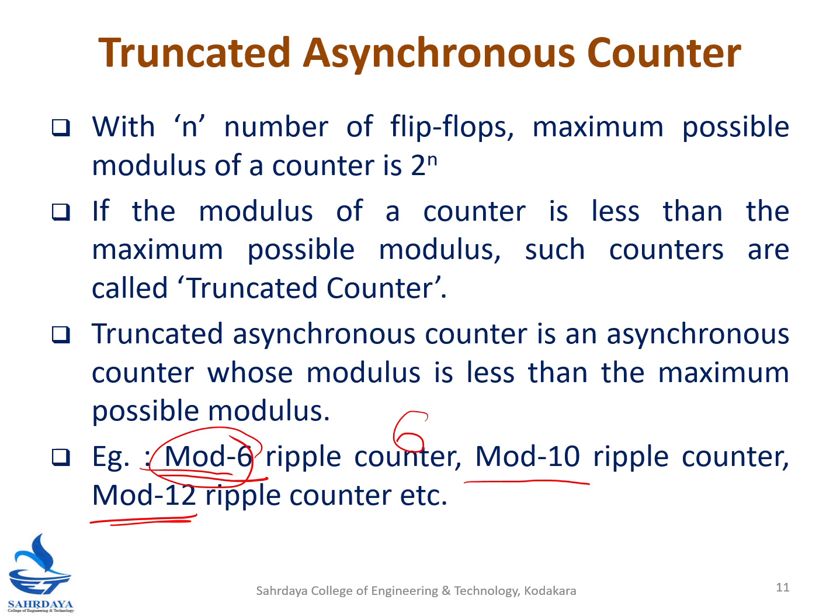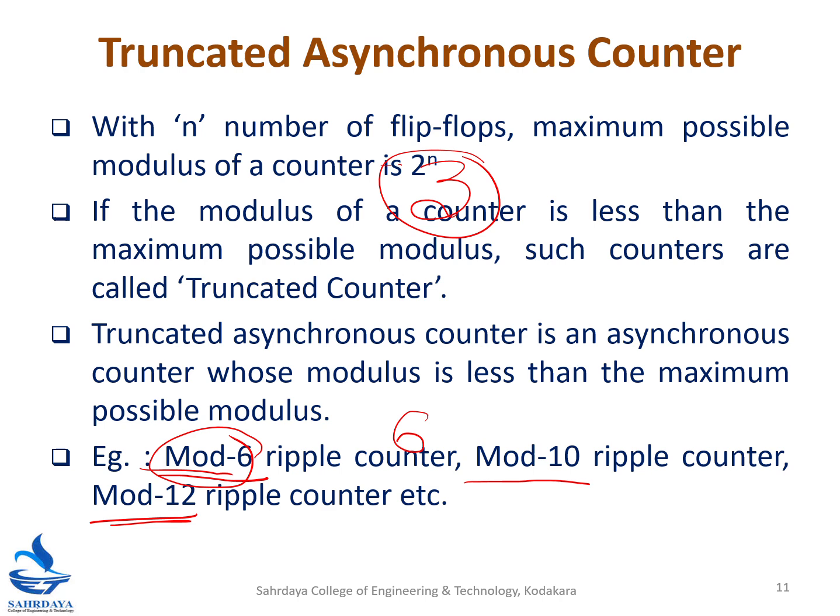In a mode 6 counter, we need to use 3 flip-flops, because to count 0 to 5, to represent the number 5, we need 3 bits, right? That is, 101 is the representation for the number 5. So to represent the number 5, we need 3 flip-flops or 3 bits.